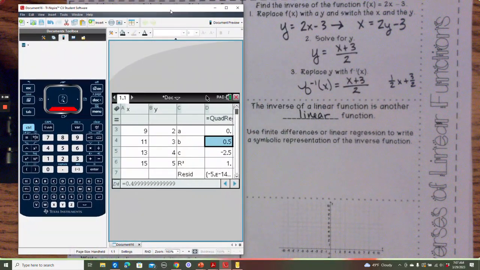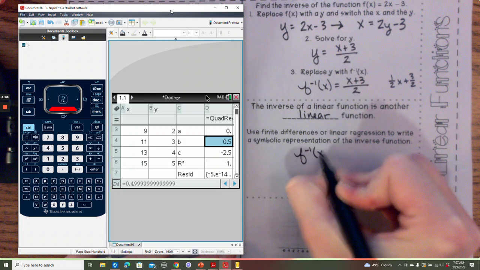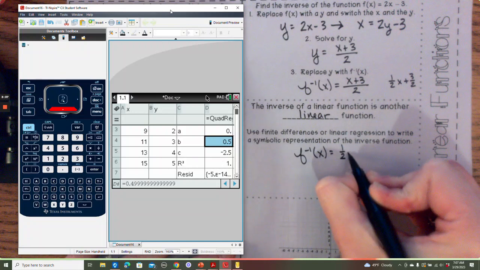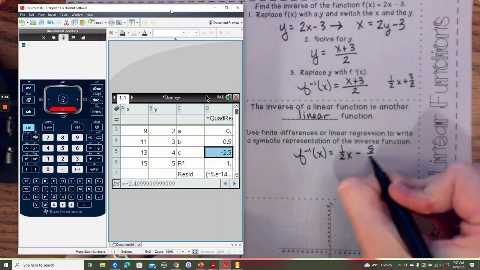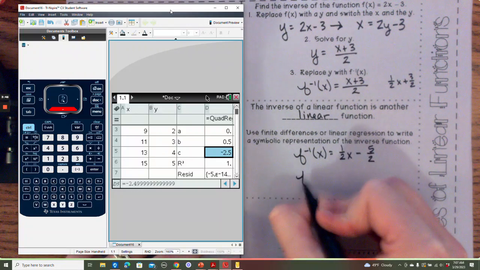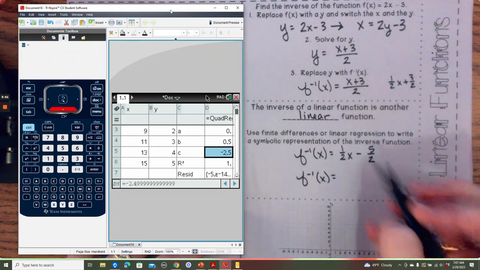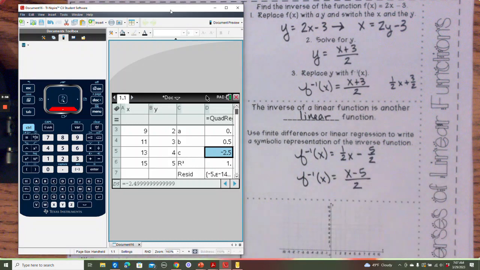You could also use the finite differences, what we started the year off with. So f to the negative 1 of x equals, so my slope is 0.5 or 1/2 x, and then negative 2.5 as a fraction is negative 5 over 2. You could also write it, so going from this to this, we could write this as x minus 5 over 2.